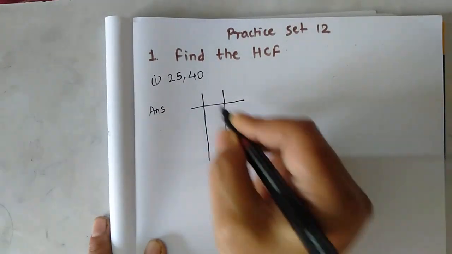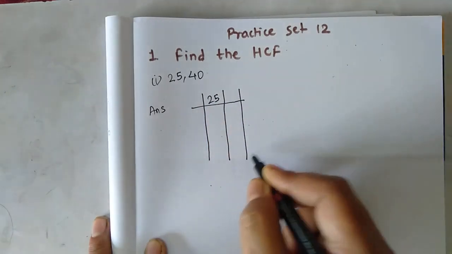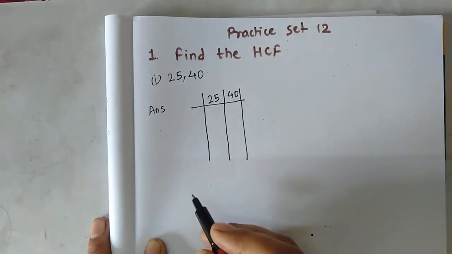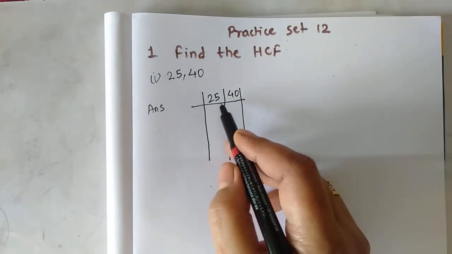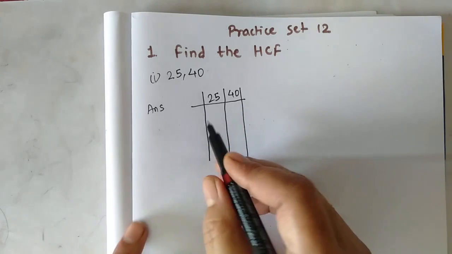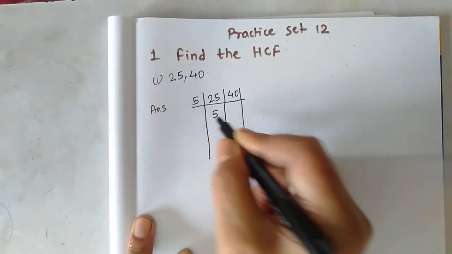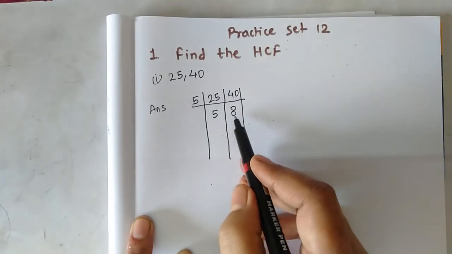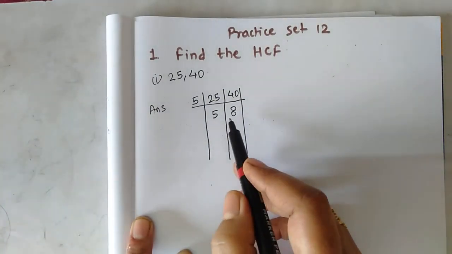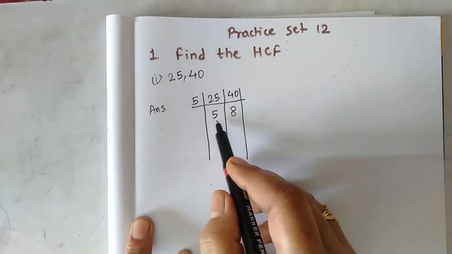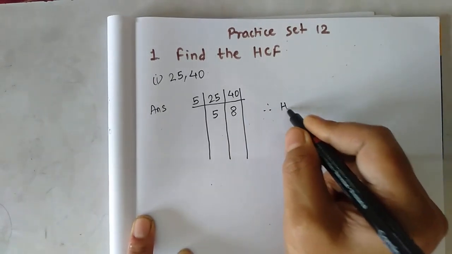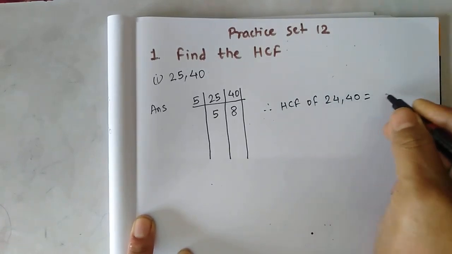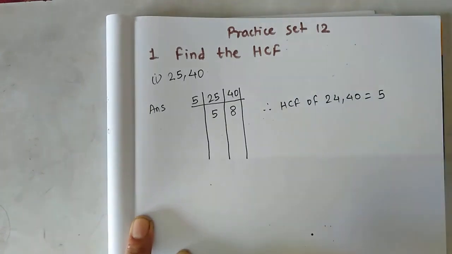In the second column, write down the 25, and in the third column, write down the 40. And first column is for prime factor. So 25 and 40 are divisible by 5. So 5 5s are 25 and 5 8s are 40. Now 5 and 8 don't have any common factors. They are co-prime numbers. So this process stops here. Therefore GCF of 25 and 40 is equal to 5.